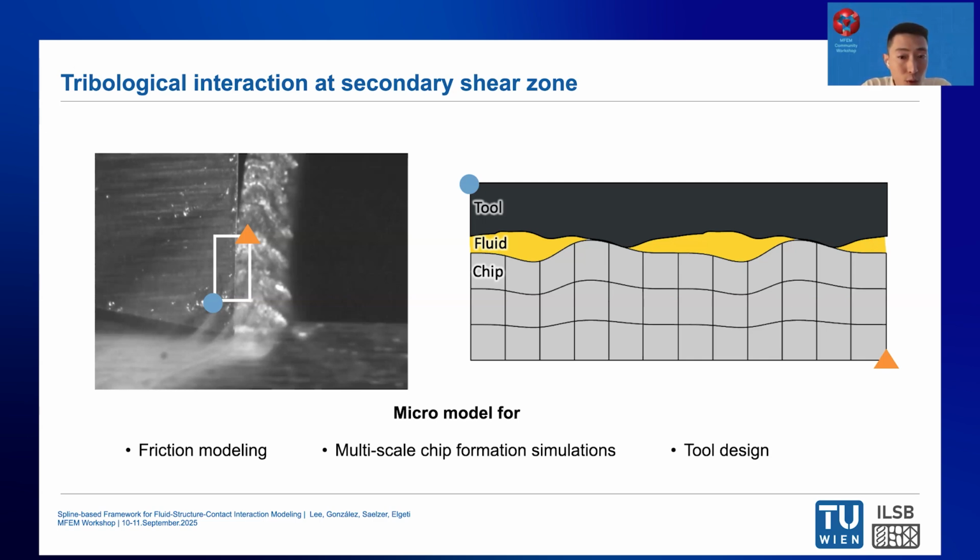So we want to learn more about the phenomena that take place here, and of course then create a numerical model which can reflect various factors that we're interested in, for example, geometry, temperature, pressure, and relative velocity, to characterize friction behavior. And once we have that, we'd like to embed this in our multi-scale chip formation analysis in order to improve the tool topography design to prolong tool lifespan, as well as product quality.